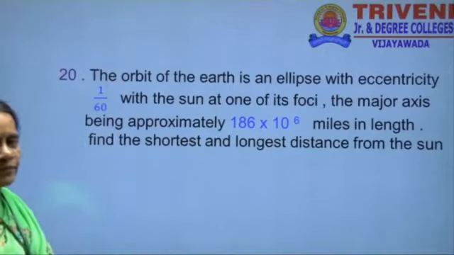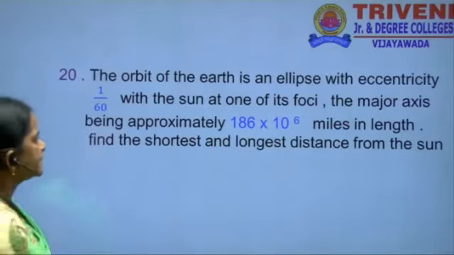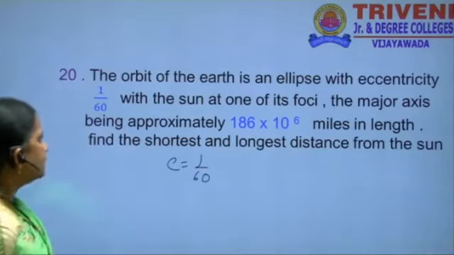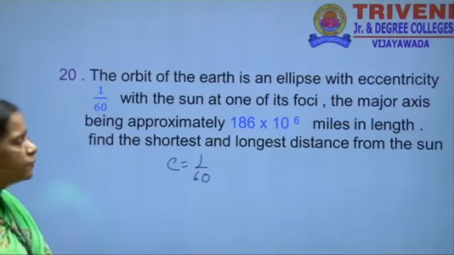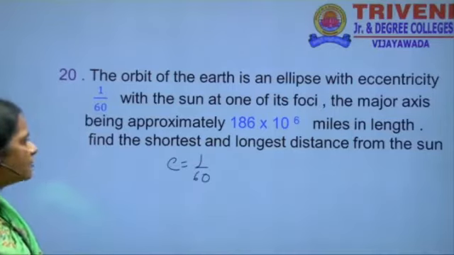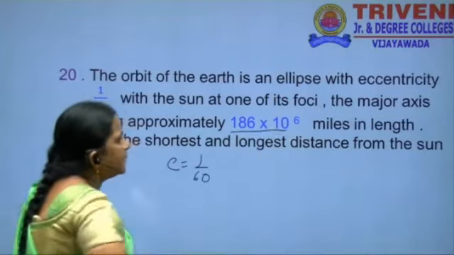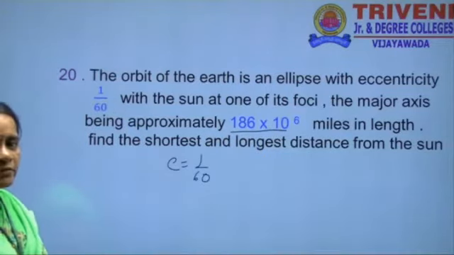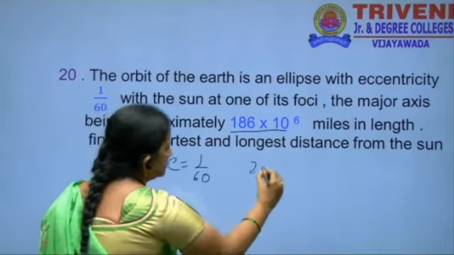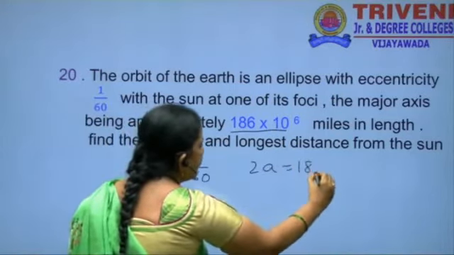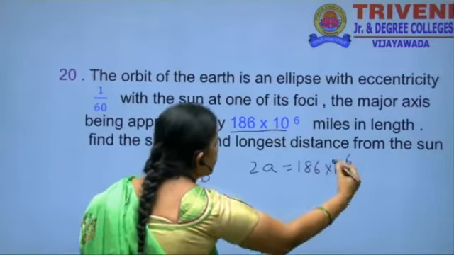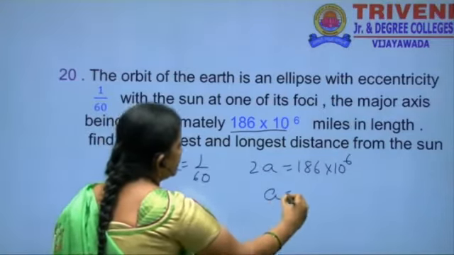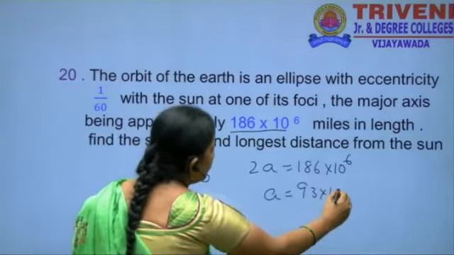Okay, and then we are going to the next problem: the orbit of the earth is an ellipse with eccentricity 1 by 60. They gave the eccentricity as 1 by 60, with the sun at one of its foci, the major axis being approximately 186 into 10 power 6. Major axis means, in the standard form of the ellipse, 2a is equal to 186 into 10 power 6. Then the value of a is 93 into 10 power 6.